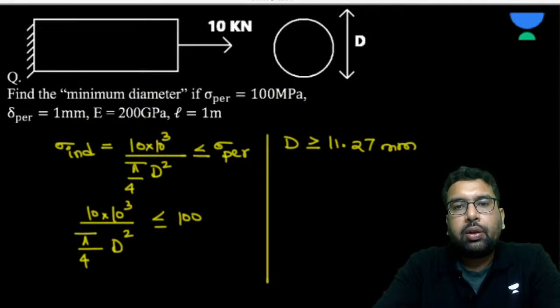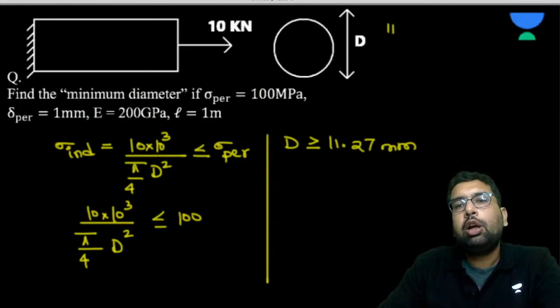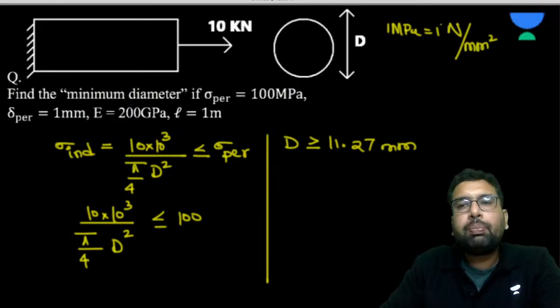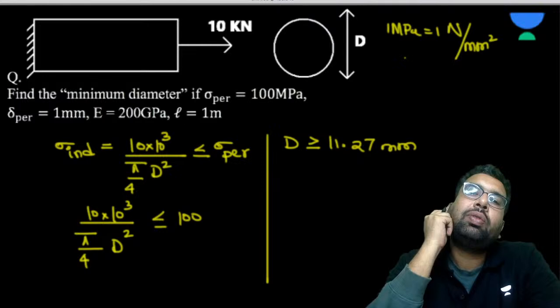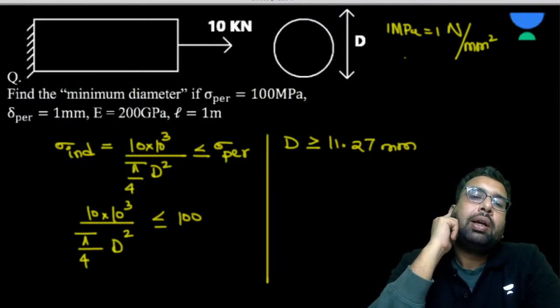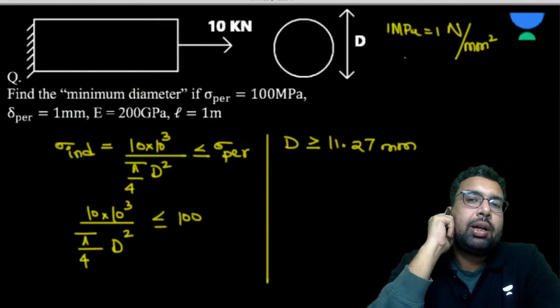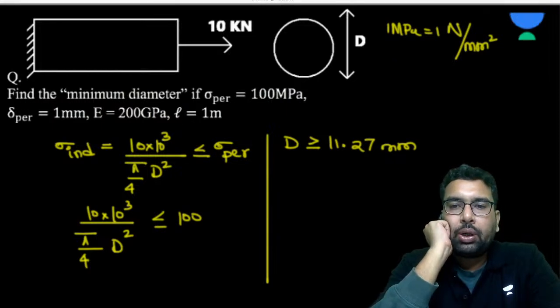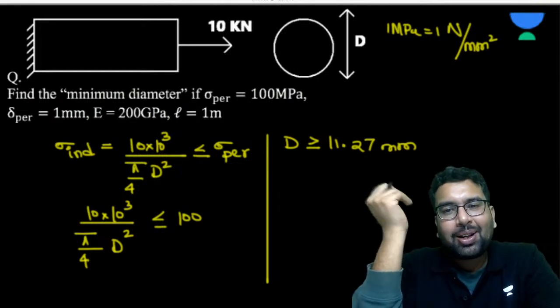I hope you know the units, megapascal, pascal, and everything, right? Do you? If you want to take care of the units, 1 megapascal is 1 Newton per mm square. So right away you can write 1 megapascal is 10 to the power 6 Newton per meter square, and 1 meter is 1000 mm. So 1 megapascal will become 1 Newton per mm square. So the diameter will become 11.27 mm. Is that clear? Please answer me. So we got the answer, the diameter is 11.27 mm.